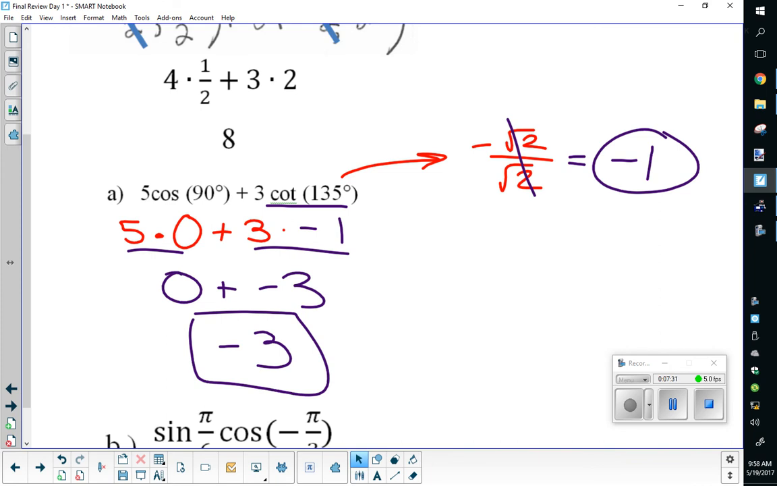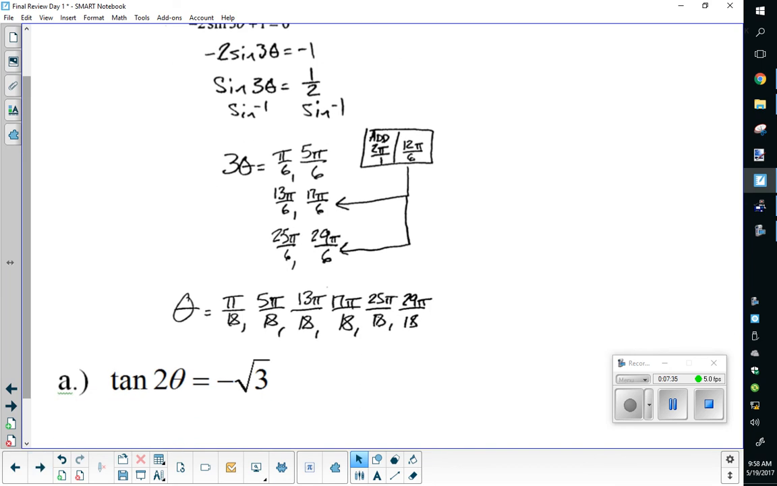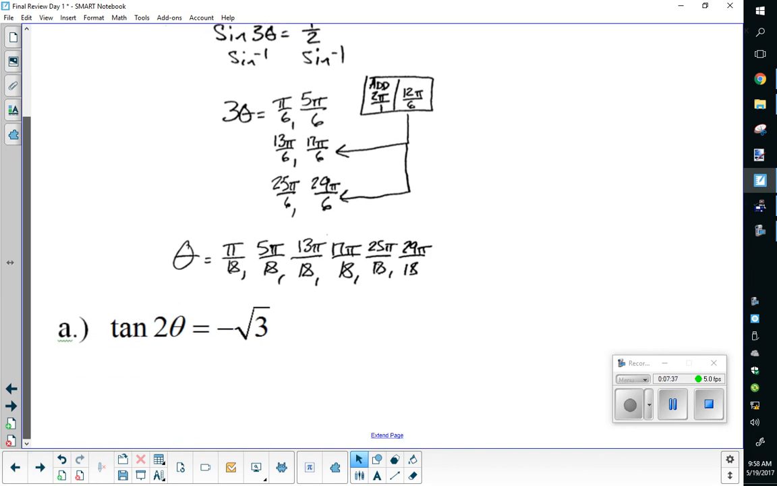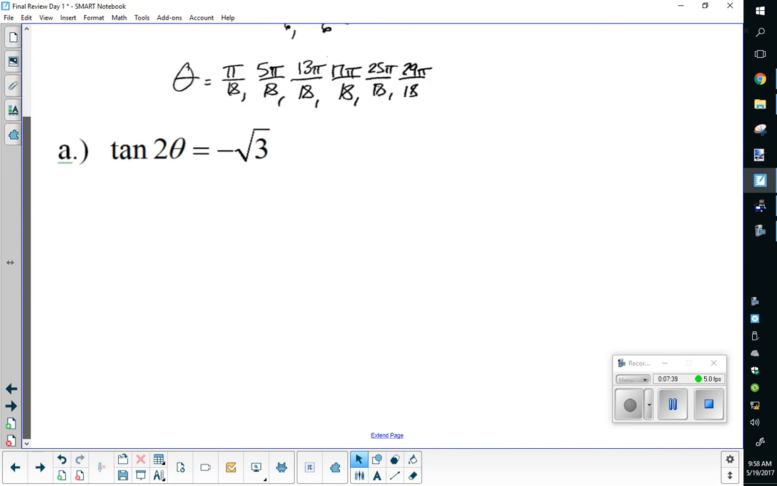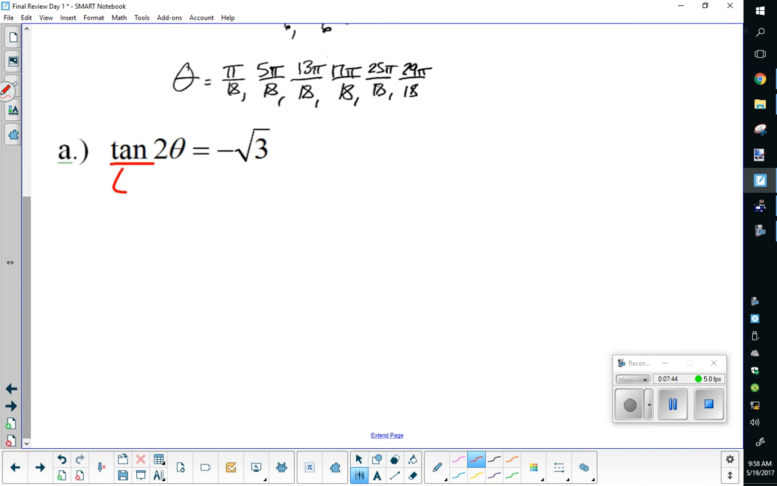Last one, and I don't know if I have enough time to get it in. We're going to be in a hurry here. That's an extreme example up above. This is the hardest one of the day. Tangent 2 theta equals negative radical 3. We want to get theta by itself. So the first thing I need to do is get rid of tangent. So to get rid of tangent, I'm doing inverse tangent.